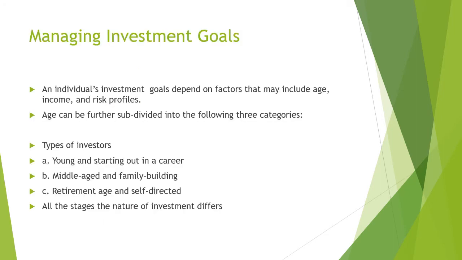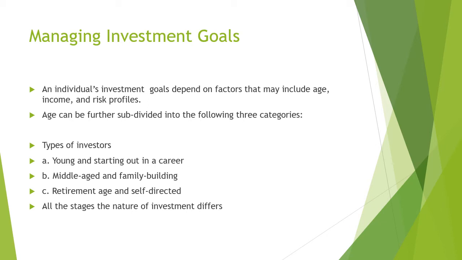Next, managing investment goals. An individual's investment goals depend on factors that may include age, income, and risk profile. We already discussed that investments differ age-wise, income-wise, and risk profile-wise. So age can be further subdivided into the following 3 categories, meaning the types of investors.